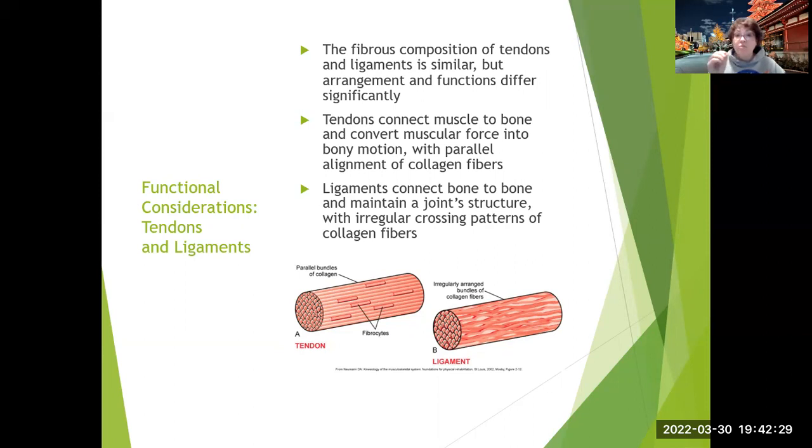We're connecting bone to bone. We're trying to maintain a joint structure. We're trying to restrict movements. And so we have that irregular crossing pattern of collagen fibers, so you can absorb forces in different directions. The tendon is transmitting the force in one direction. Ligaments are absorbing forces in different directions. So that's why you need that irregular crossing pattern of collagen fibers. When we talk about individual ligaments in the joints, we're going to talk about them in terms of what motion they prevent. Ligaments' job is to prevent motion. Tendons' job is to transmit motion.